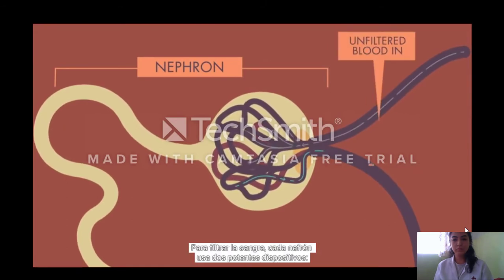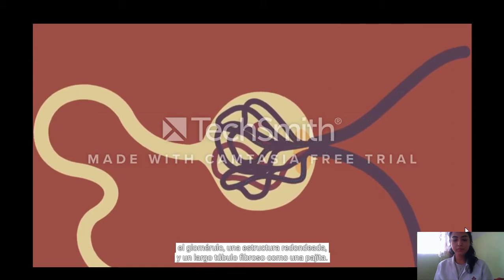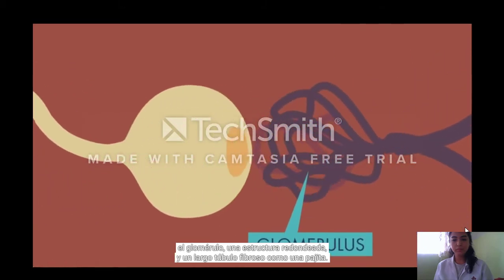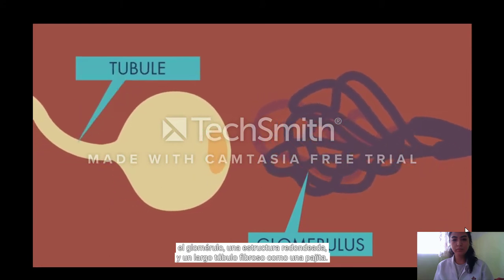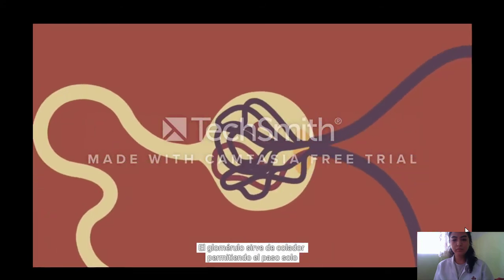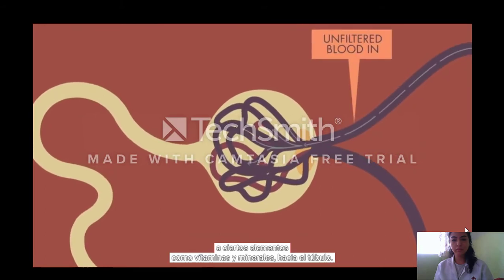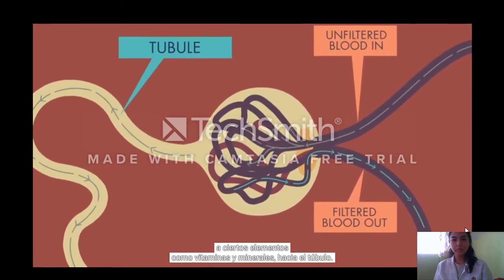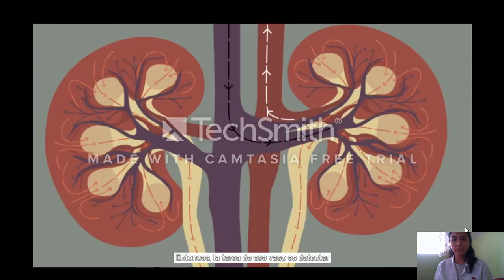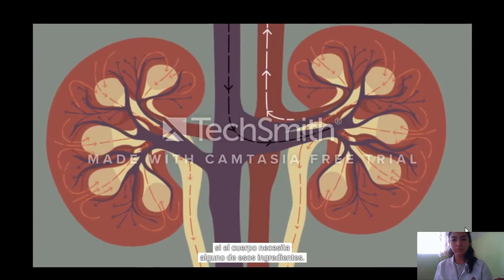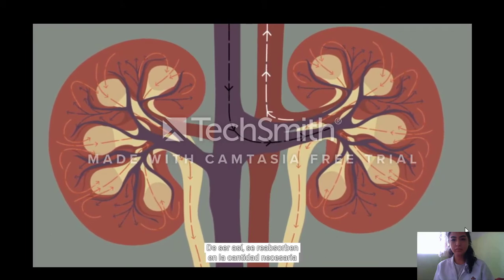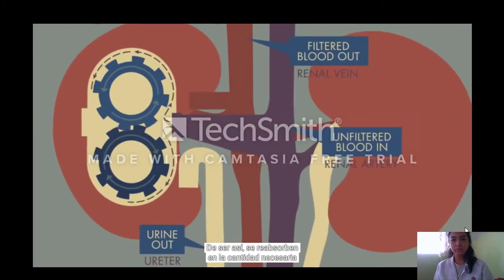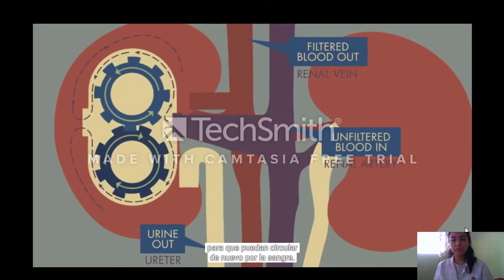To filter the blood, each nephron uses 2 powerful pieces of equipment, a blob-like structure called a glomerulus, and a long stringy straw-like tubule. The glomerulus works like a sieve, allowing only certain ingredients, such as vitamins and minerals, to pass into the tubule. Then, this vessel's job is to detect whether any of those ingredients are needed in the body. If so, they're reabsorbed in amounts that the body needs so they can circulate in the blood again.